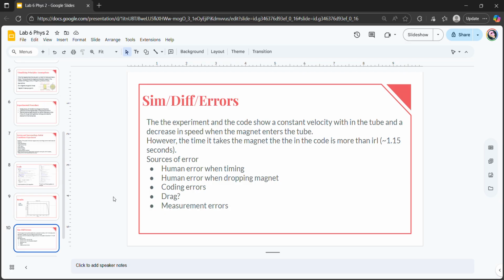We could have had some sort of downward force on it that gave it some form of acceleration at the start. It could have been some coding errors as well. Maybe we didn't have a precise enough measurement. It could have been something to do with drag, where it's acting against the velocity that is going downwards. And then it could have also just been some more measurement errors, like the weight of the magnet.